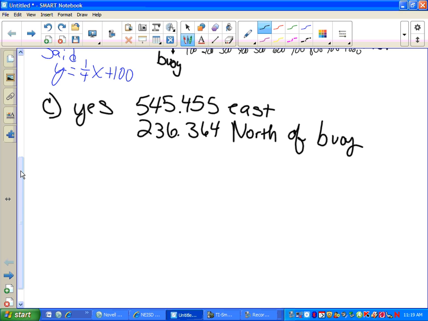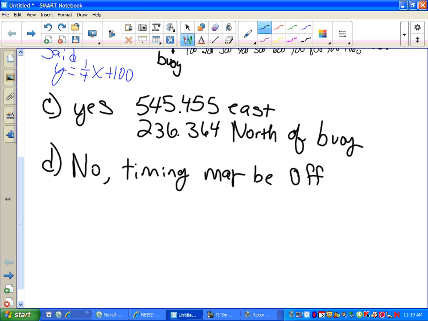Okay, let's go into part D. Part D says, if two objects pass through the same point, do they necessarily collide? And your answer is no, not necessarily. Why not? Timing may be off. Uh-huh. Okay.